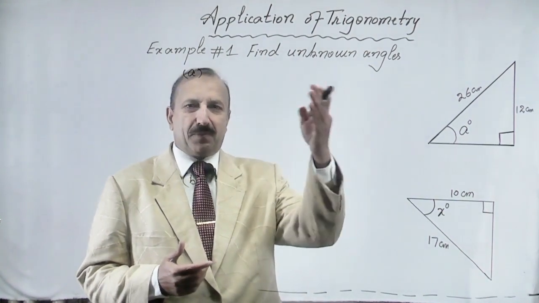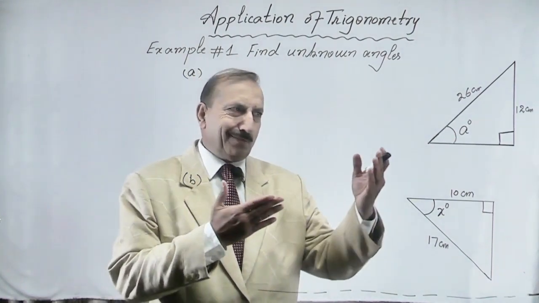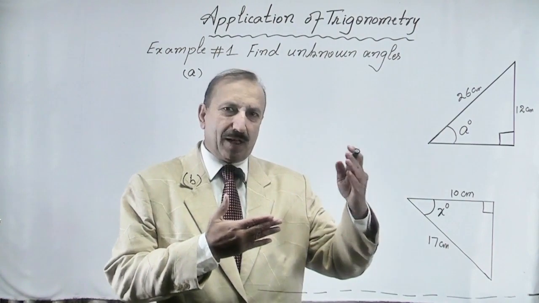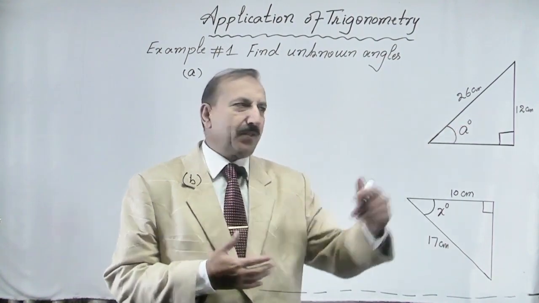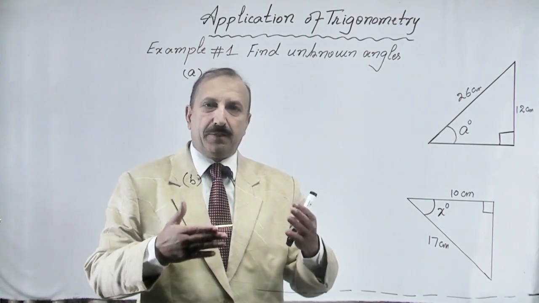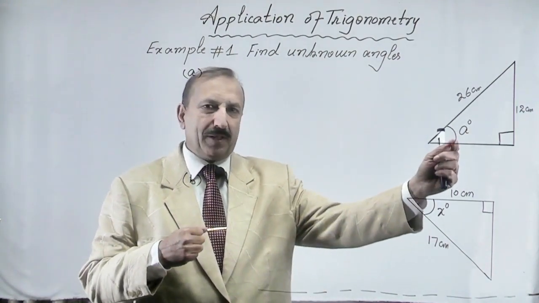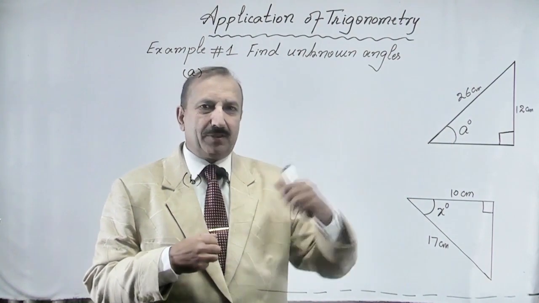Here is one example I have considered, where the question is we are supposed to find unknown angles mentioned in right angle triangles. We have two parts here. Let's see how we can find unknown angles marked in a right angle triangle.